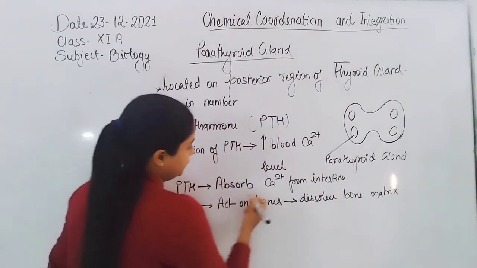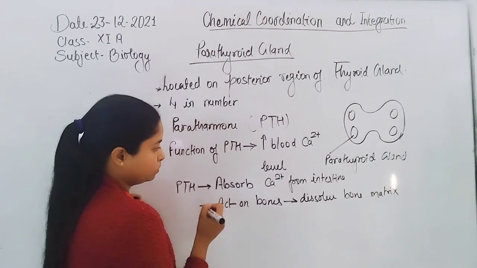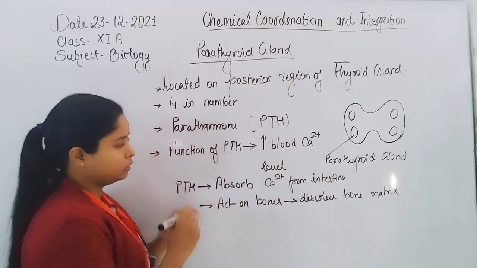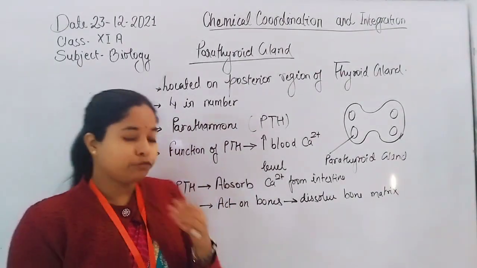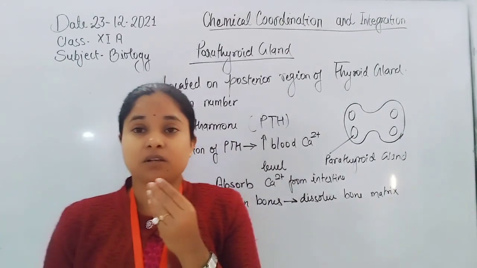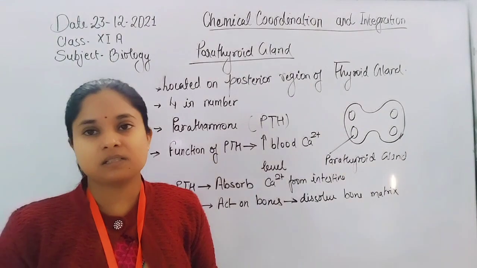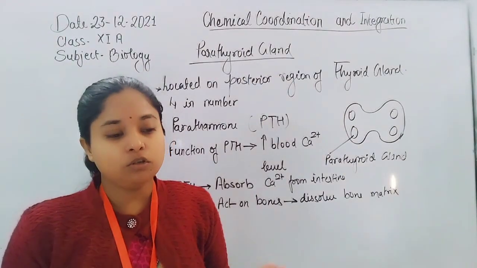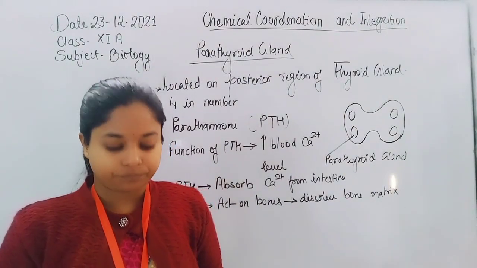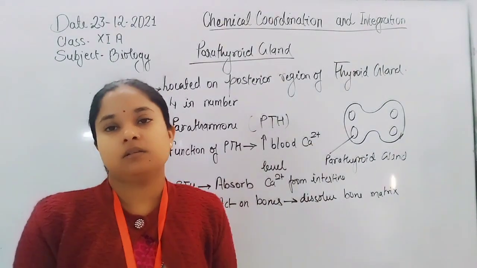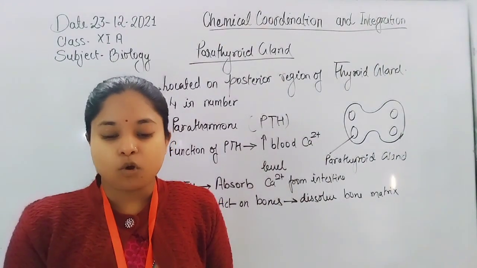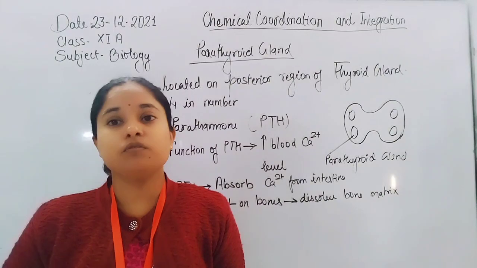Now let us discuss how they act. Actually, the bone is formed by two types of cells, osteoblast and osteoclast. There are two kinds of cells present in the bone. Osteoblast cells deposit the calcium ion, whereas osteoclast remove the calcium ion.